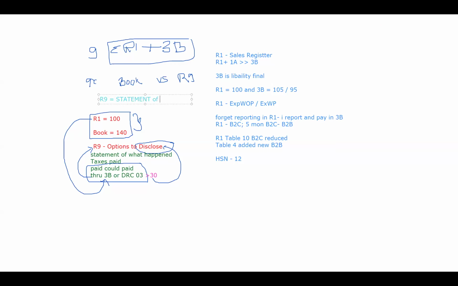Mute my audio. I have to put it. Mute my audio. Yeah. So GSTR 9 is a statement of fact.